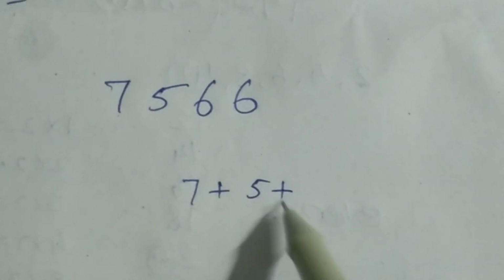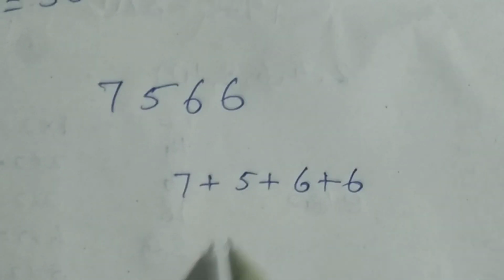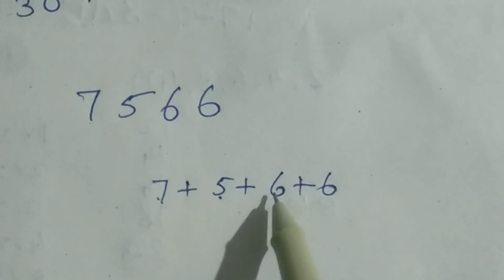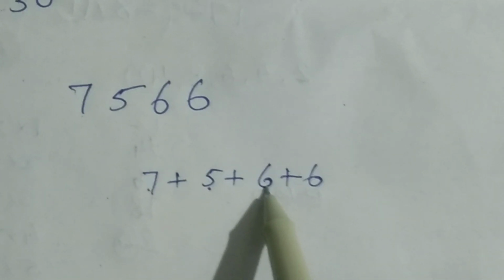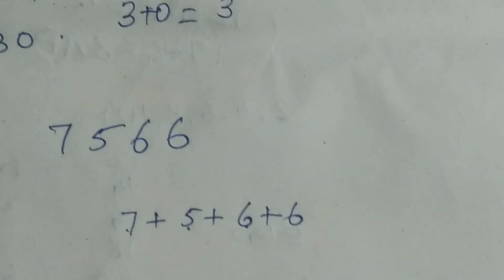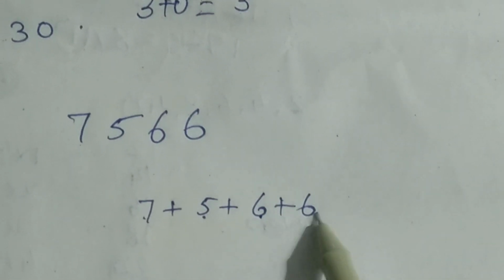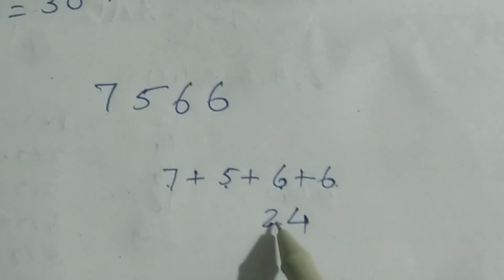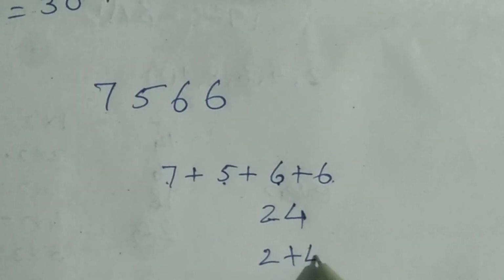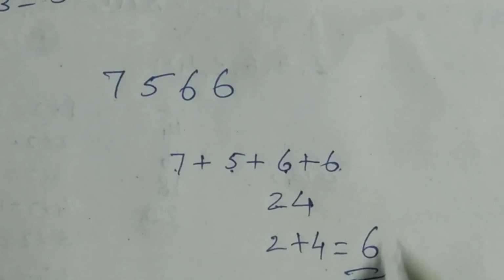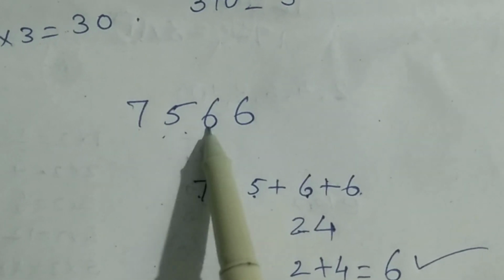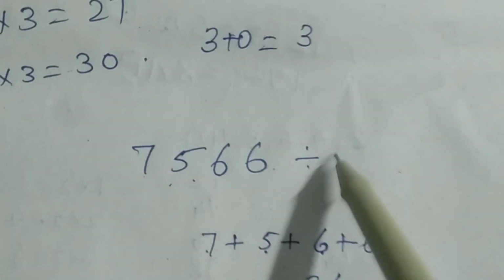That is 7 plus 5 plus 6 plus 6. What's the answer? 7 plus 5, 12. 12 plus 6, 18. 18 plus 6, 24. What is the sum of these digits? 2 plus 4 is equal to 6. Clear? So we can divide this number exactly by 3.